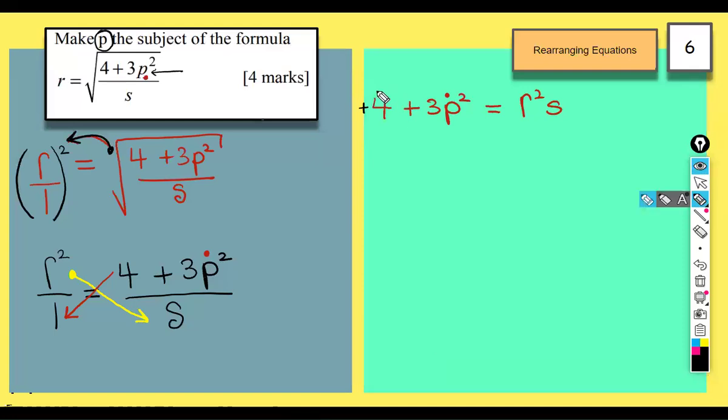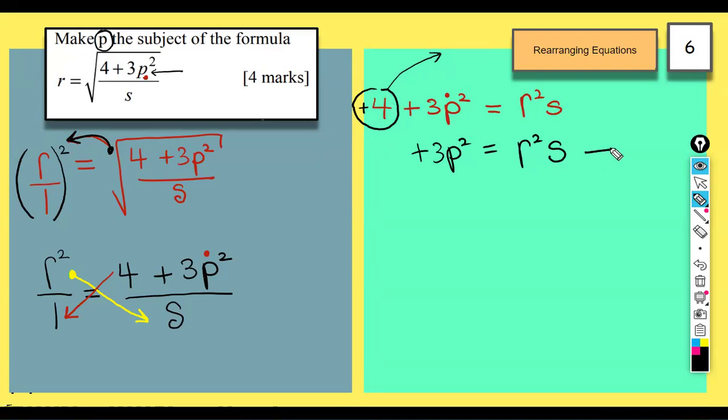Right. So we throw across the positive 4 first. Remember, we're trying to solve for the letter P. So P is like the good person and the 3 is like your pet. I know you have a squared here, but we'll see about that. This 4 is like the zombie. We throw him across. So we get positive 3p squared is equal to r squared s.